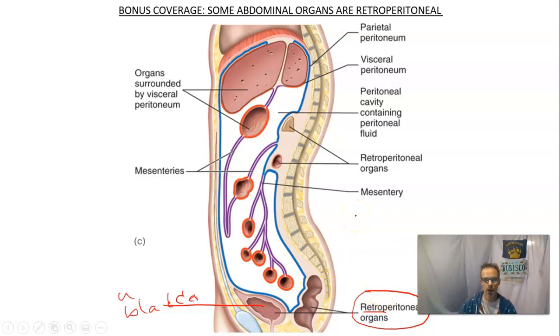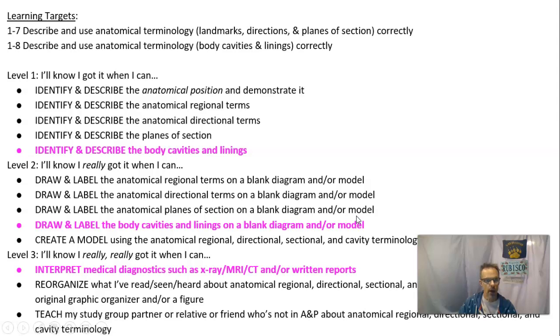So okay, I hope that you are able to pause, maybe go back and review, and then be able to identify and describe those body cavities and the linings, and maybe identify them on a blank diagram, and then use that information when we start looking at MRIs and CTs, etc.